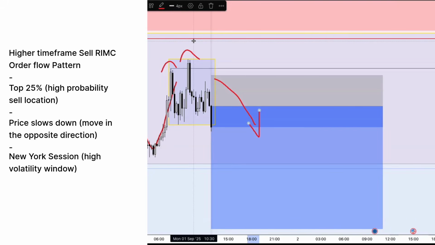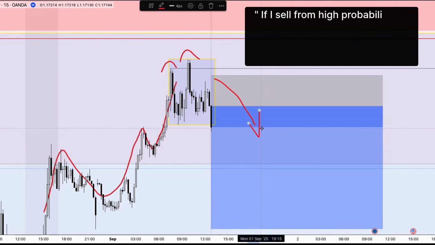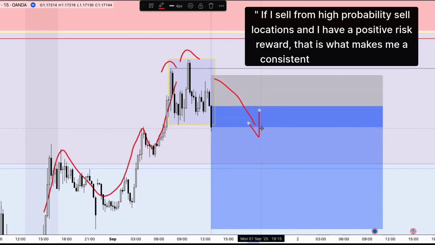And now I'm selling during the session, and what happens during the trading session is the volume increases. A move is about to come into the market. Every New York session and London session, there is a move that happens that follows a direction. So with these confluences on my side, it's telling me that price wants to move to the downside, which is why I'm looking to sell within my session. If I sell from high probability sell locations and I have a positive risk to reward, that is what makes me a consistently profitable trader.